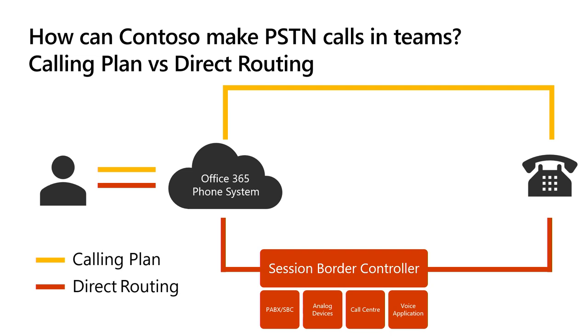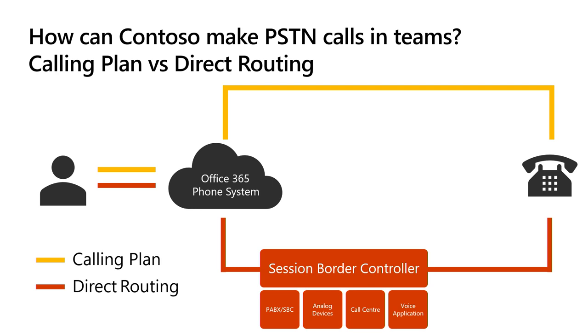Analog devices, I often find, are the ones where you'll have a little office and you just got to put a little SBC in there using direct routing to get to analog devices. So for example, garage doors, back doors, that type of thing. Lifts sometimes need to have an analog device. And any voice applications, so voice AI, that type of thing as well. So we can connect that into the session border controller.